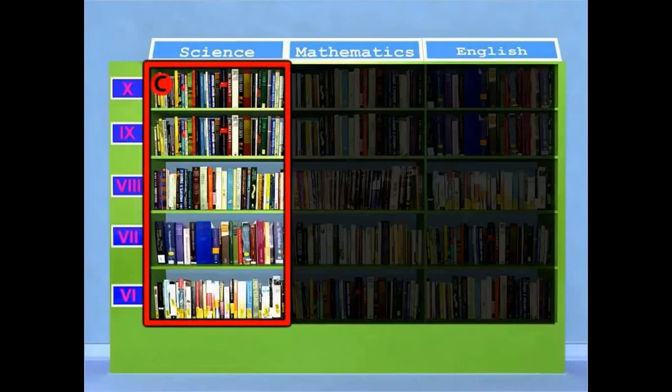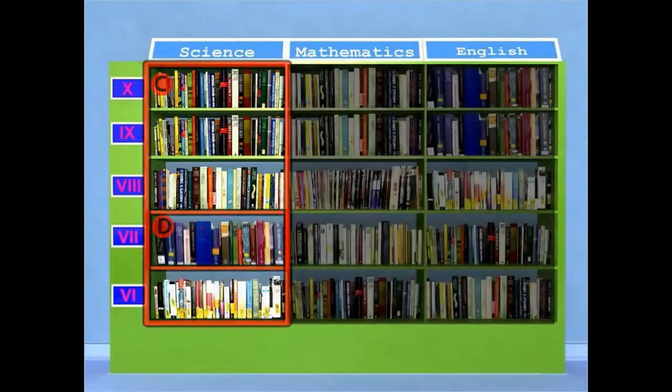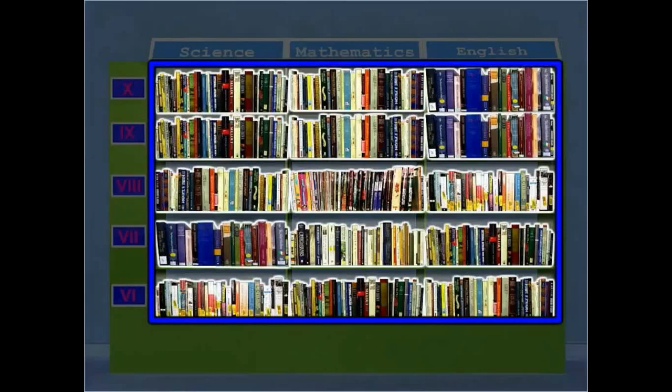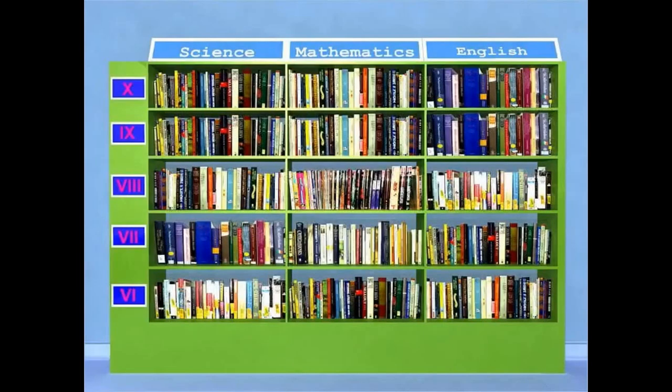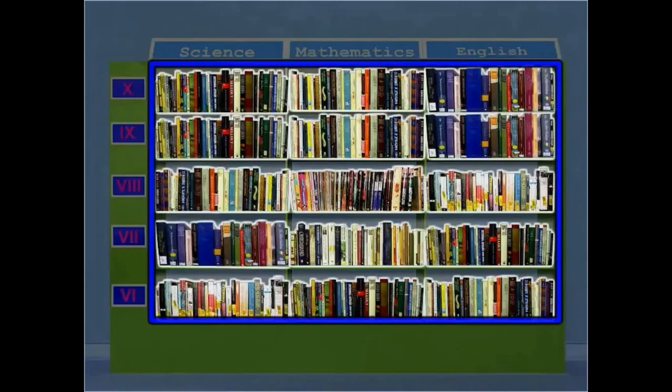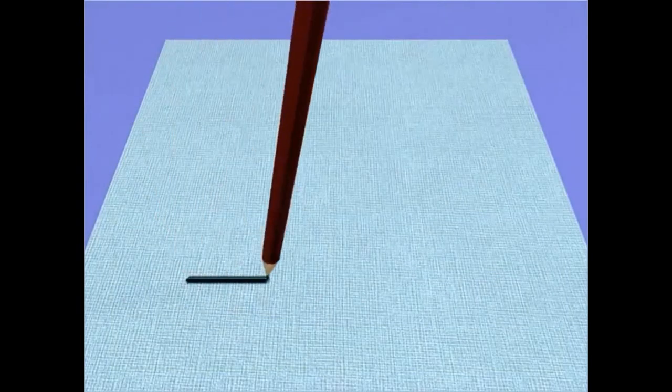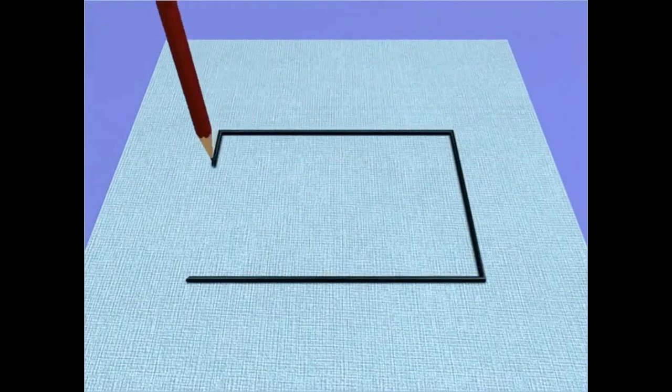The set C and D are contained in a set of all the books in the library. Thus, the set of all the books in the library is a universal set U. It can be shown as a rectangle in a Venn diagram.